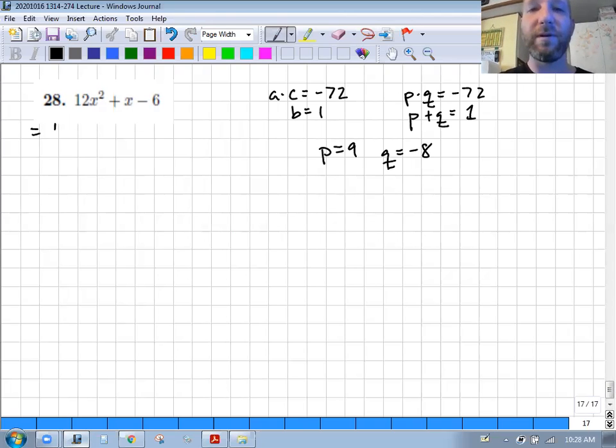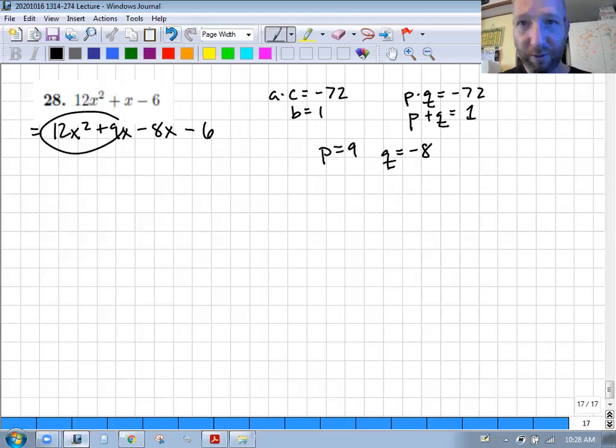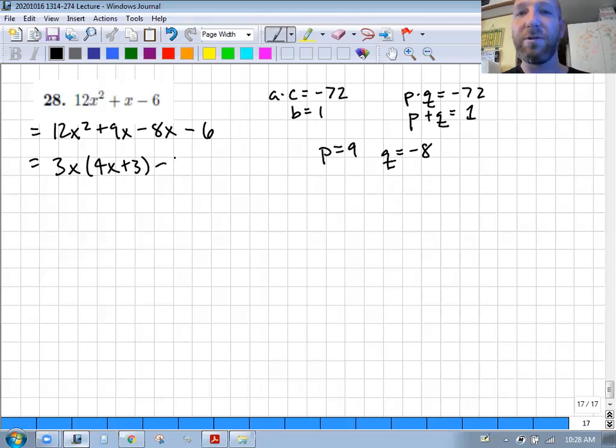So if we rewrite this x as a 9x minus an 8x, okay? I wrote it in this order because those are both divisible by 3. These are both divisible by 2. So over here, if we pull a 3x out, we get a 4x plus 3, 12x, 9x. Then over here, if we pull out a 2, we get a 4x plus 3, right? Negative 2 times positive 3 is a negative 6. So both these things are being multiplied by a 4x plus 3. We got a 3x and a minus 2 are both being multiplied by 4x plus 3.